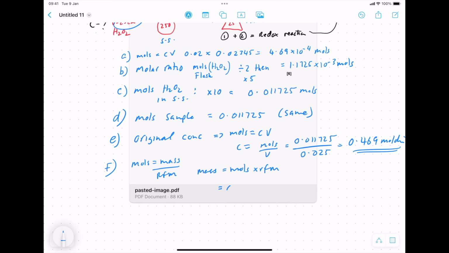It'll be 0.469 multiplied by the RFM of hydrogen peroxide. So that's H2O2. So 2 hydrogens plus 2 oxygens, which is 32. So therefore I'm going to times it by 34. And that gives me a final answer of 15.95 grams per decimeter cubed. So that is the original concentration of hydrogen peroxide that was used in this redox titration.